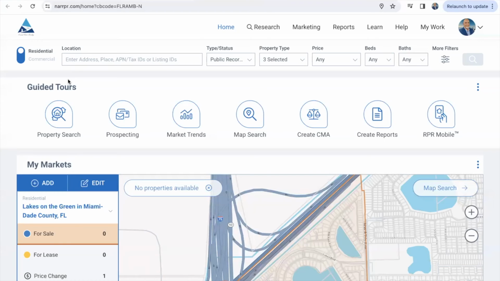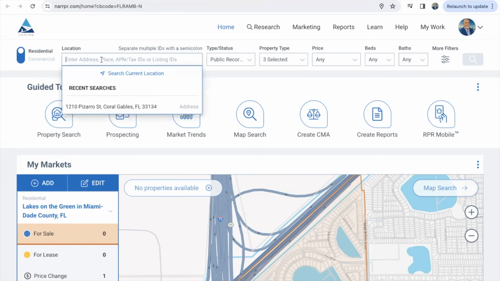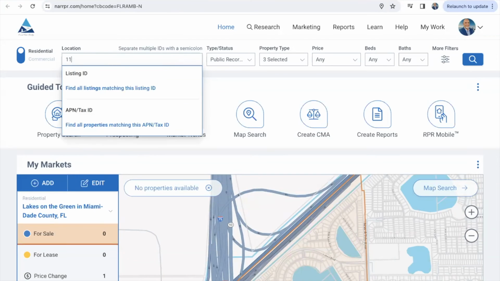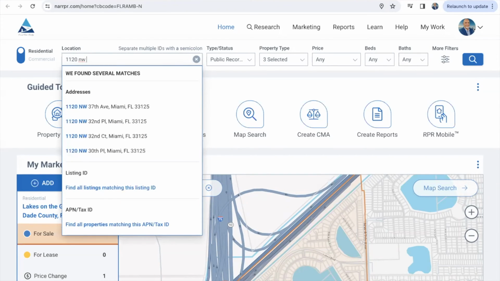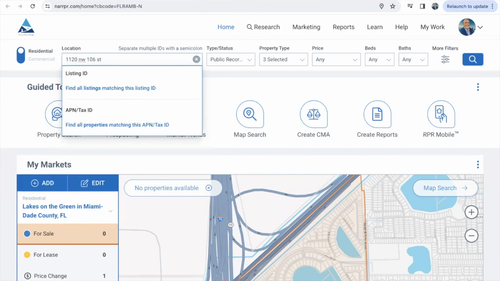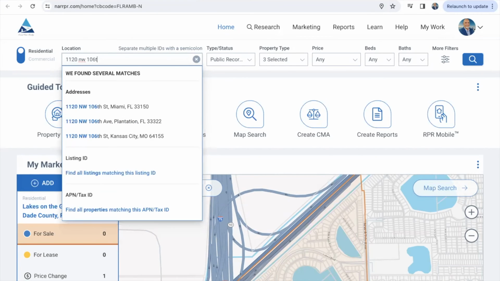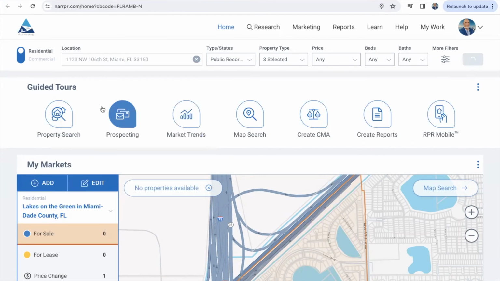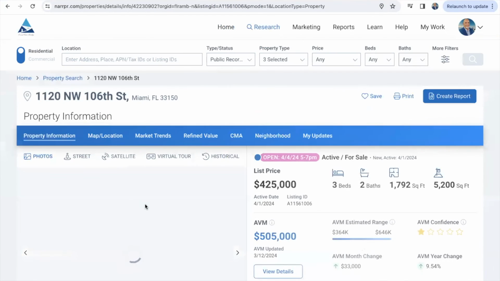So RPR, what's the address? I'm going to write it in the chat. Give me 1 second. It's 1120 Northwest 106th Street. In Miami? Yes, Miami. There it is. I'm going to show that one today.